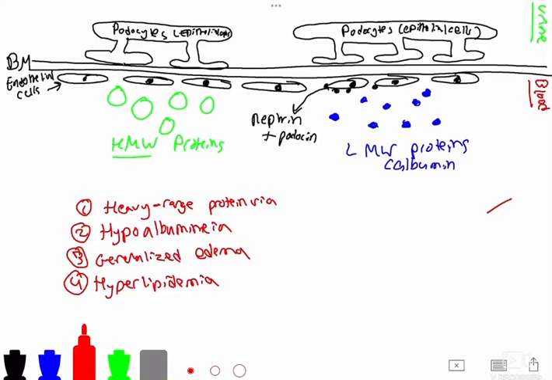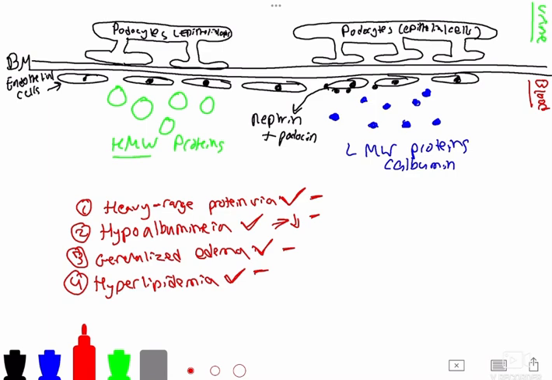Hello, today I'm going to be discussing the pathophysiology of nephrotic syndrome. Nephrotic syndrome has four main symptoms or signs: heavy range proteinuria, hypoalbuminemia, so low albumin in blood, generalized edema, and hyperlipidemia. I'm going to go through each sign and explain the pathophysiology of each one.